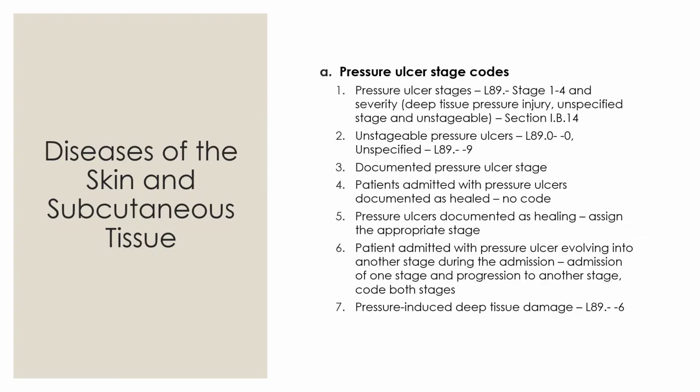Lastly, for this page, we have pressure-induced deep tissue damage. For pressure-induced deep tissue damage or deep tissue pressure injury, assign only the appropriate code for pressure-induced deep tissue damage to code L89, fourth digit, fifth digit, and then your sixth digit will end in 6. So your sixth digit will always be a number 6 for your pressure-induced deep tissue damage.